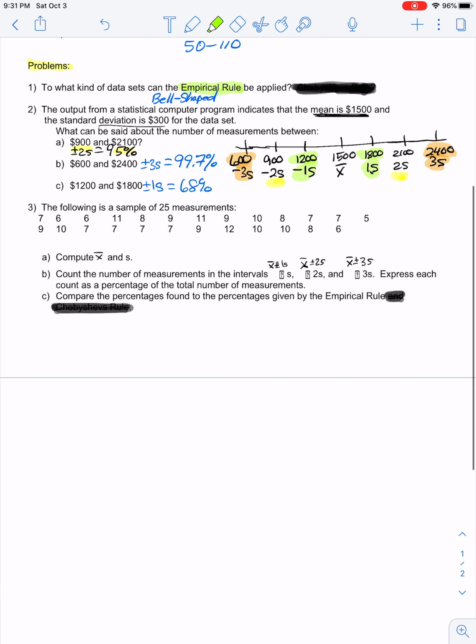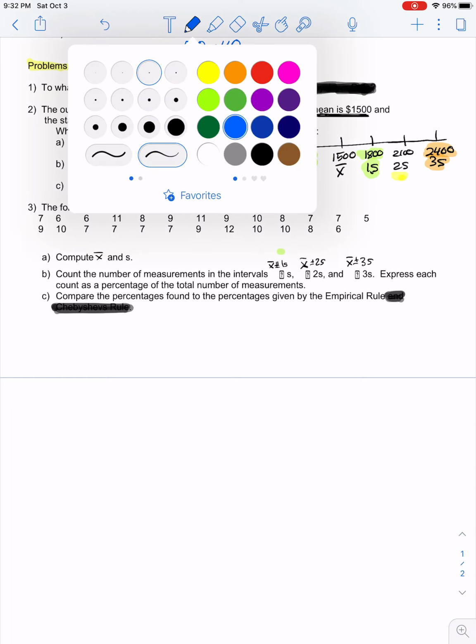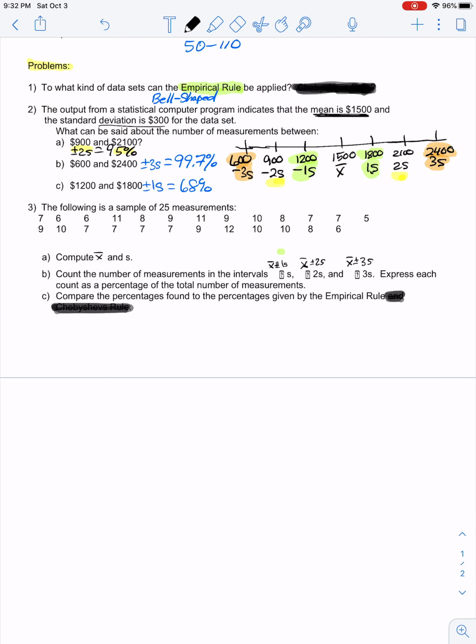All right, the very last problem here at the bottom wants you to load this data in your calculator and then compute the mean and the standard deviation. If you want to pause your video at this point, you are welcome to do that. Then they want you to create a number line, plot your data, and count the number of measurements so we can get the percents in these different zones within 1, 2, and 3 deviations. Again, if you want to pause and do that, go for it.